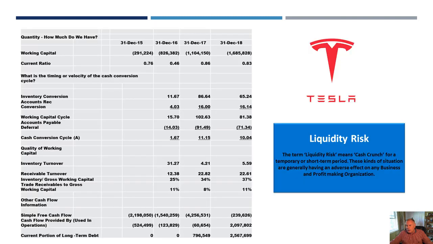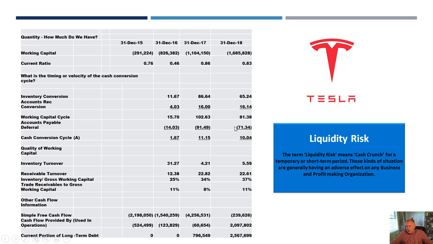Next one we're going to take a look at is Tesla Motors. And the liquidity risk means that there's a cash crunch for a temporary or short-term period. These kind of situations generally occur in many businesses, and a lot of times when they are growing. Now, there's a difference between a liquidity crisis and liquidity risk. If we go back up here to the top, we can continue to see that Tesla has negative working capital. So the quantity is negative.